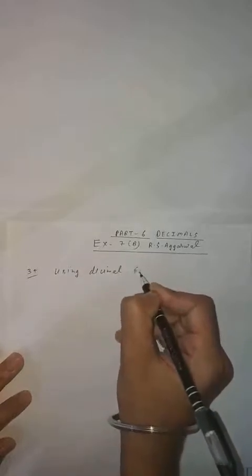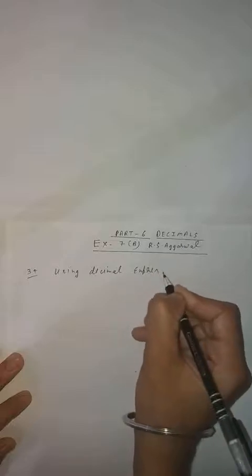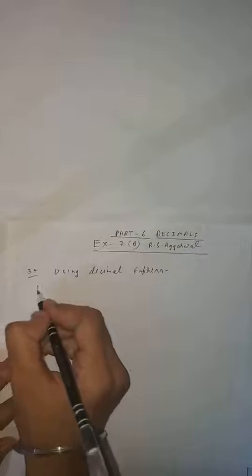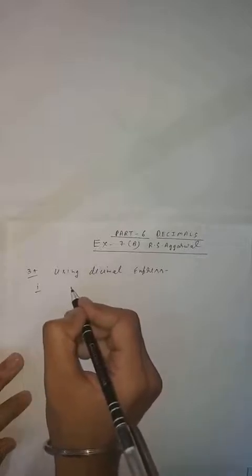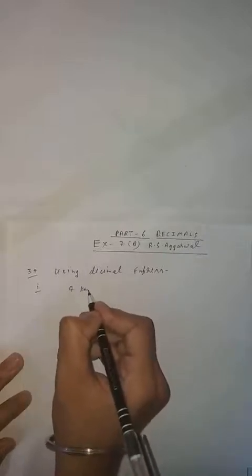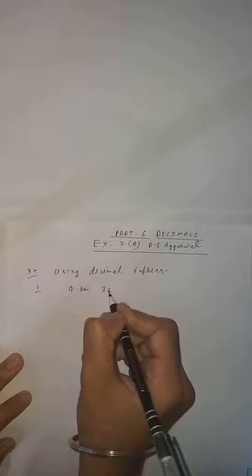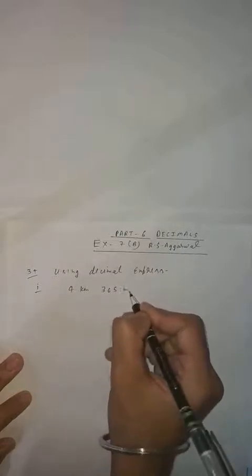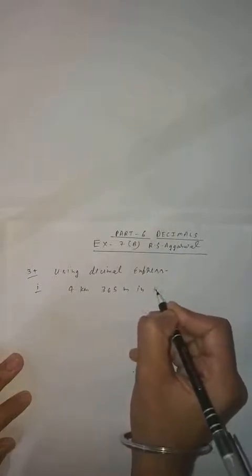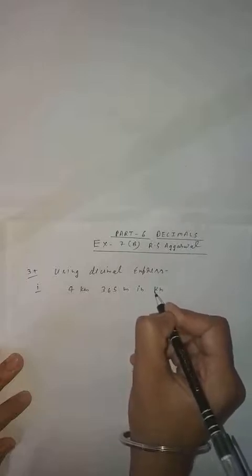We have to express using decimal. The question is: 4 kilometer 365 meter in kilometer. That means you have to convert 4 kilometer 365 meter into kilometer. Okay, now come to the point.